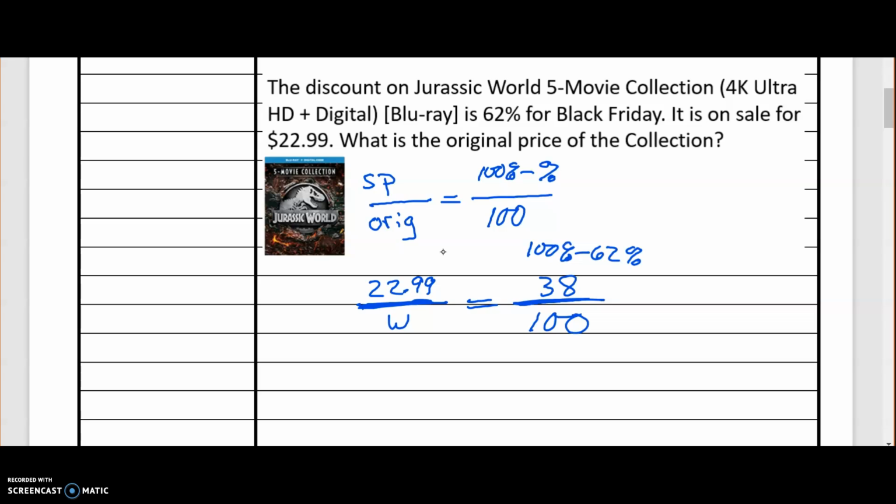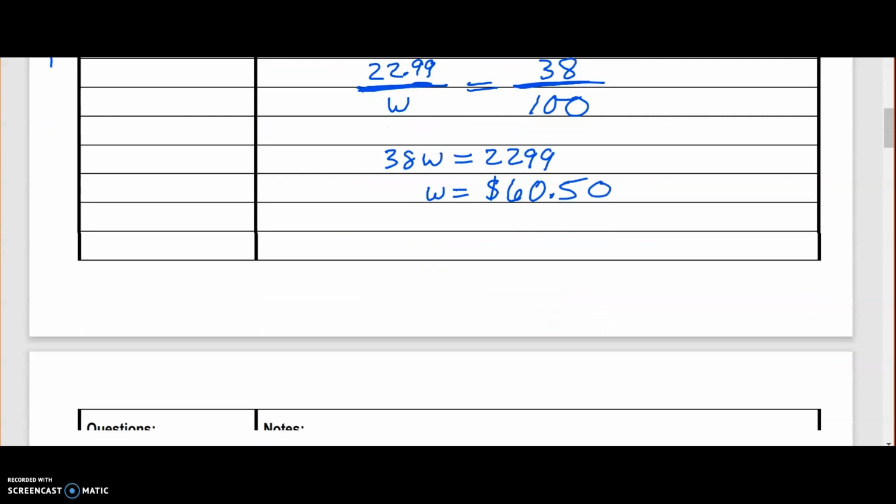So now we do our cross products. So we're going to get 38W equals 2299. And then you divide by 38. So 2299 divided by 38 equals $60.50. Don't forget to add the zero, money, 2 decimal places. So that would be the cost of the set. All right, so let's go ahead to the next one.